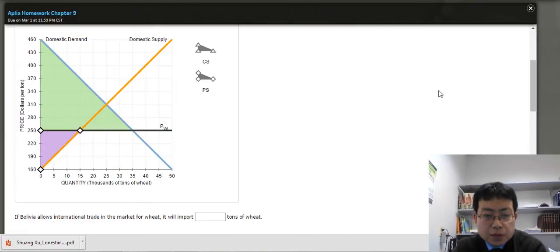Now, if Bolivia allows international trade in the market for wheat, it will import how many tons of wheat? According to this graph, at this point where the supply curve intersects with our world price, it's our quantity supplied. So our suppliers will supply about 15,000 tons of wheat, and at this point, where the demand curve intersects with the world price, it's our quantity demanded. So we're demanding 35,000 tons. We're producing 15,000 tons, so we'll be importing about 20,000 tons of wheat.